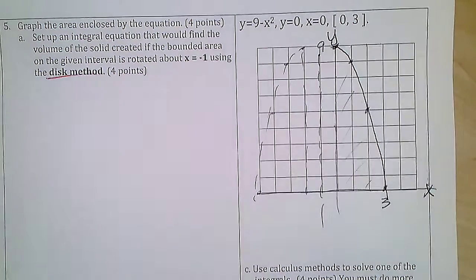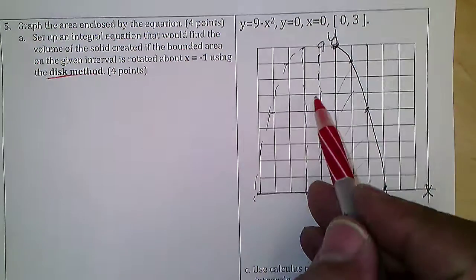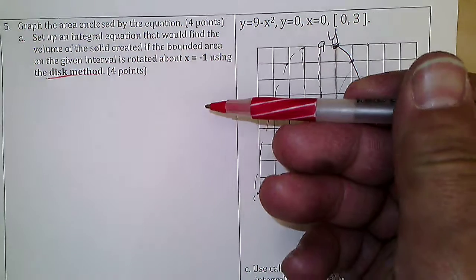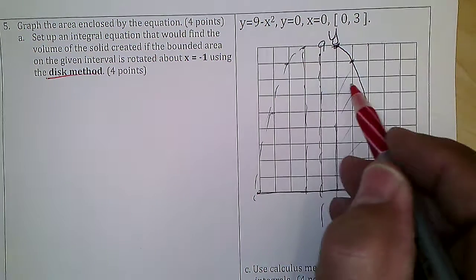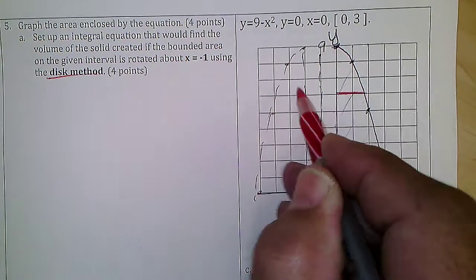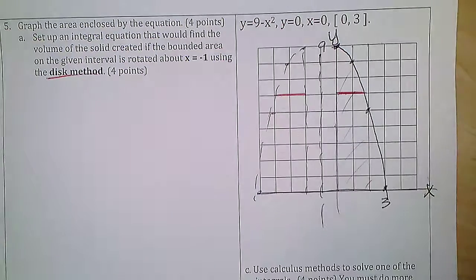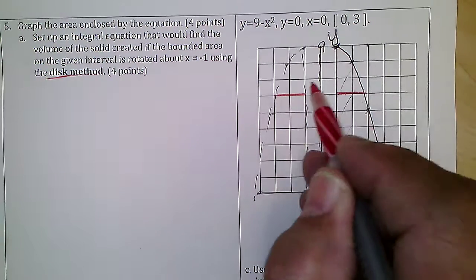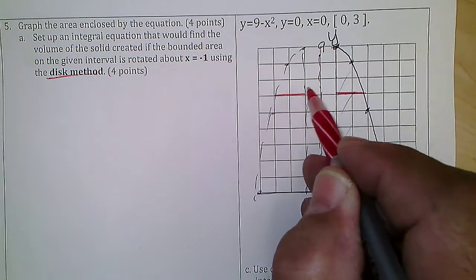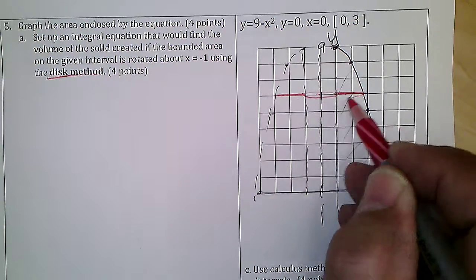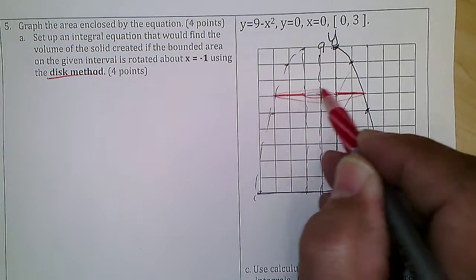Disk method. Slice perpendicular to the axis. The axis is this direction. Perpendicular to it is that direction. So I'm perpendicular but in the area, so I'll just pick there. Its image is over here. It's going to go from here around to there and around here, around that center. So it's going to be something like that and something like that.